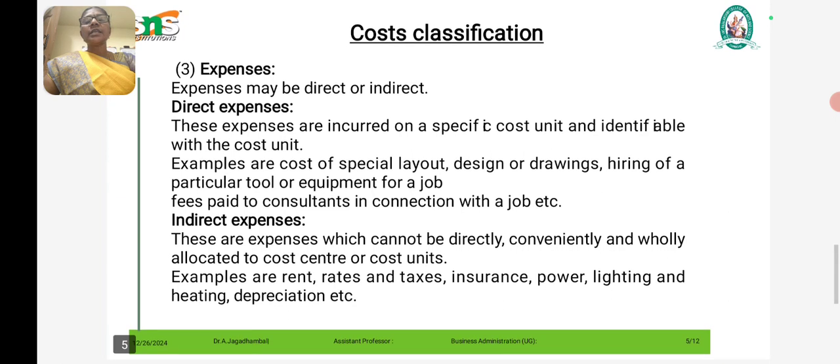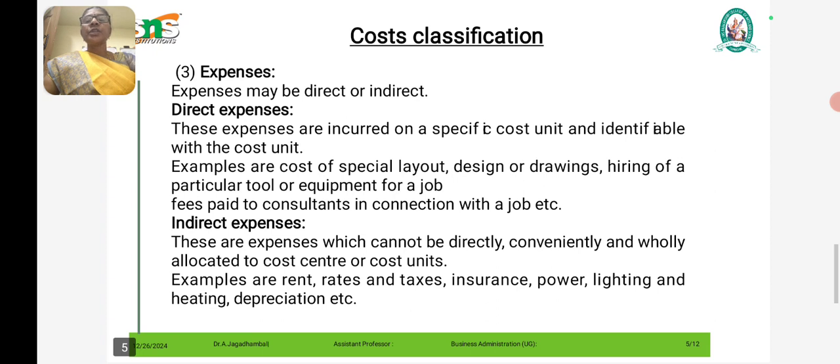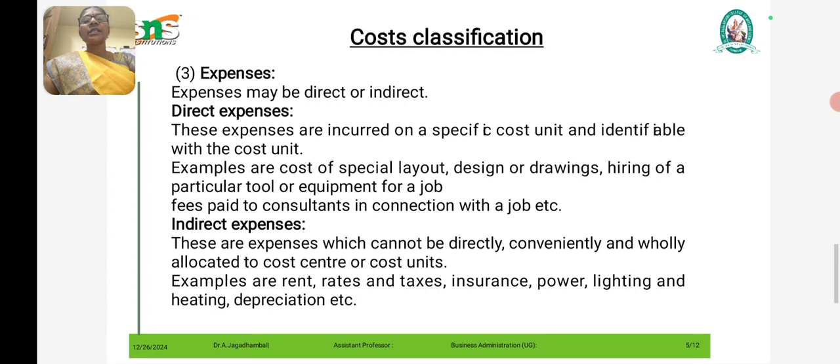Then the third element is expenses. Expenses may be direct or indirect. What are direct expenses? These expenses are incurred for a specific cost unit and are identifiable with the cost unit. For example, special layout, design, drawing, hiring of a particular tool or equipment for a particular job, and fees paid to a consultant in connection with the job.